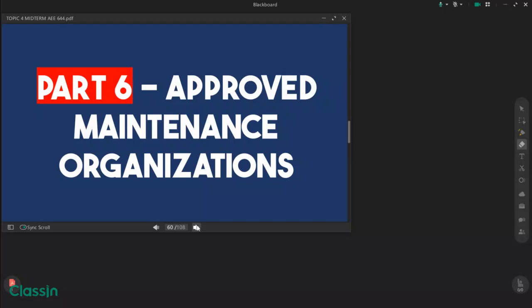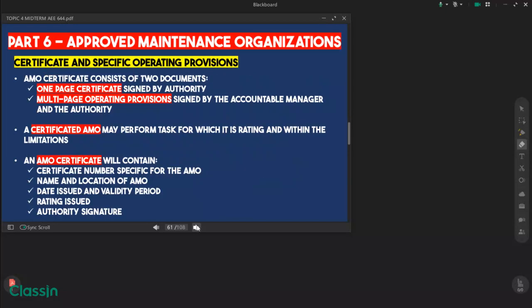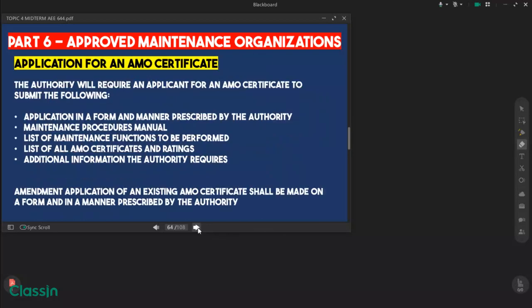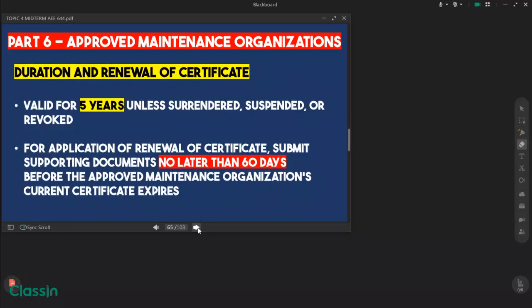Okay. So, we have the AMO here. So, always remember, our AMO certificate consists of 2 documents. Okay. Tandaan nyo, first, one-page certificate. And we have the multi-page operating provisions. Okay? So, yun lang naman kailangan tandaan dyan. So, we have 2 documents. So, not so important. Okay.